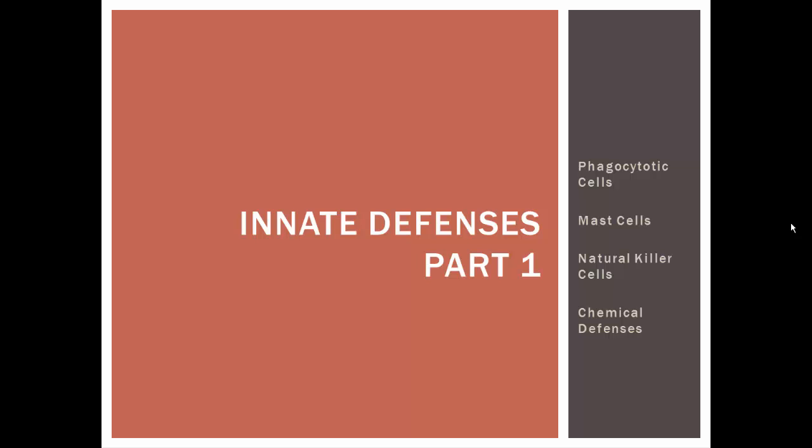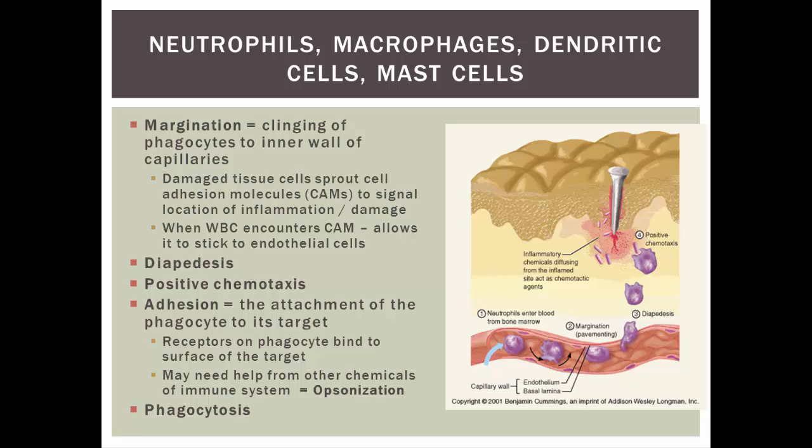So we're looking at a bunch of the actors, or the soldiers, in this innate defense. So we'll look at phagocytotic cells, mast cells, and natural killer cells. And then we'll also look at all the chemical defenses that we can use in innate defense. So let's first start with the phagocytotic cells.